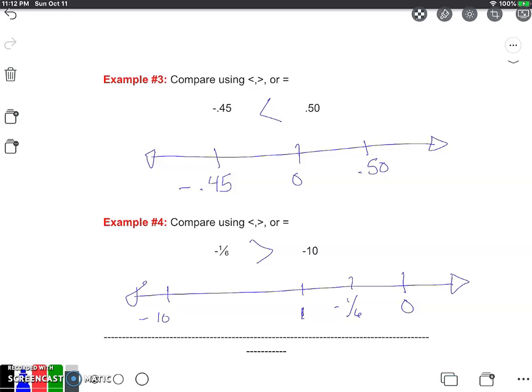In order for negative 1/6 to be smaller than negative 10, it would have to be negative 10 and 1/6 or something like that. But because there's no whole number in front of the 1/6, it's not even 1 yet. Okay, it's not even 1 yet. So that means it's closest to 0.